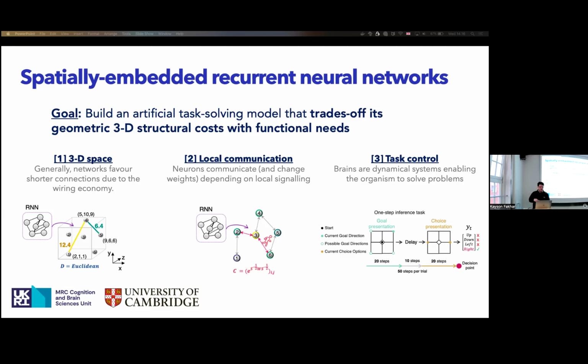The last one is task control. So this is relevant for some of my results later. Hopefully you can see some colors in the corners. Can you see these little colors?